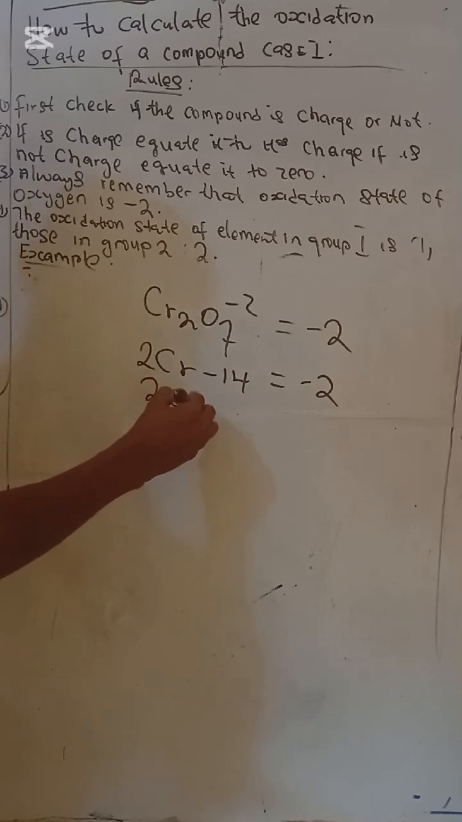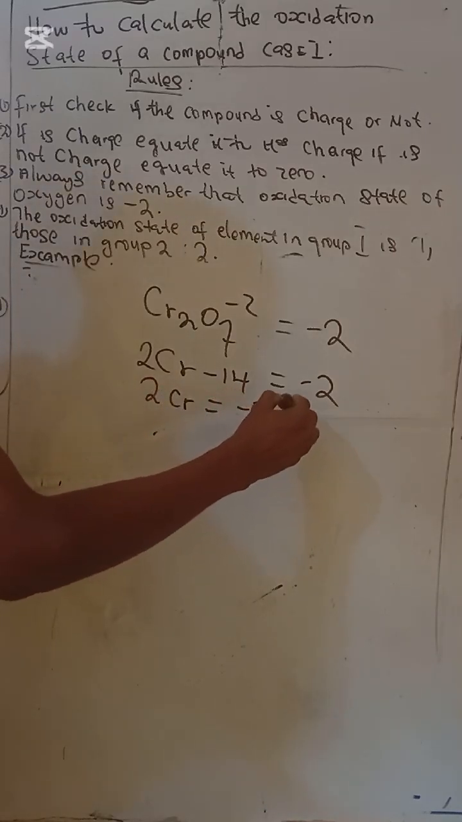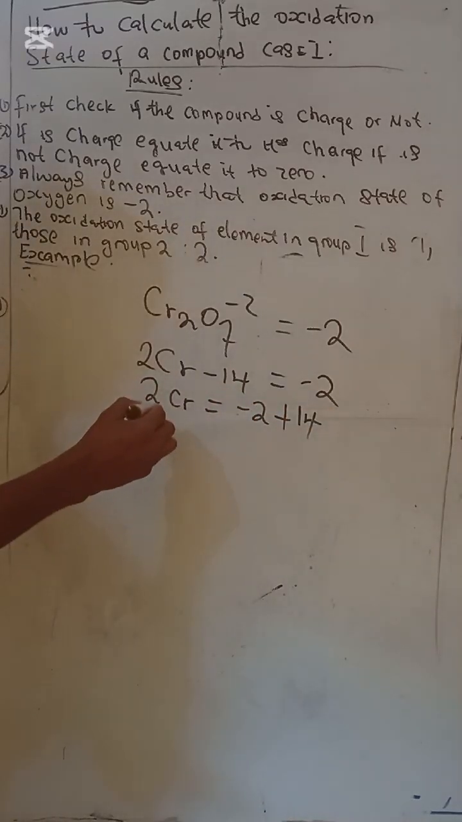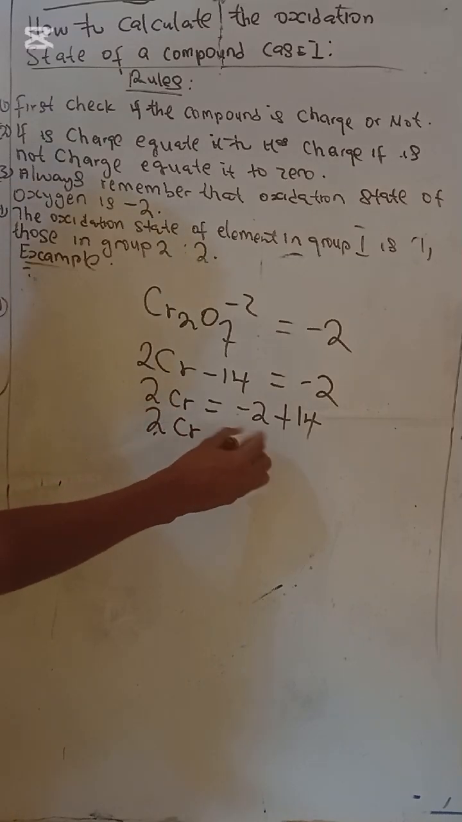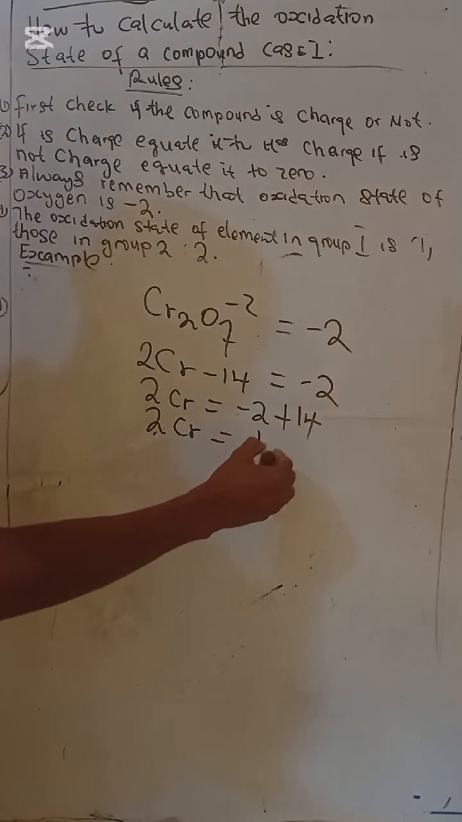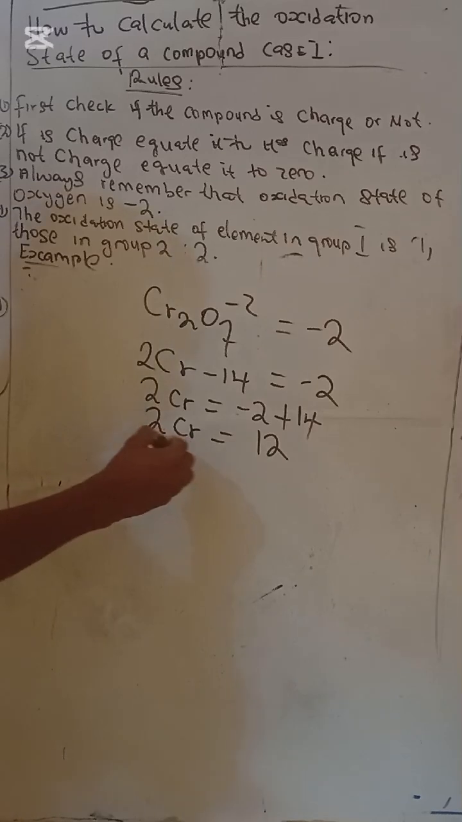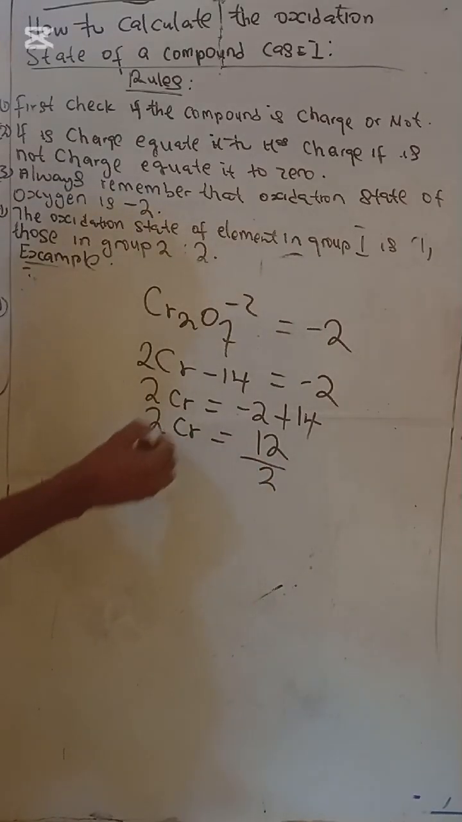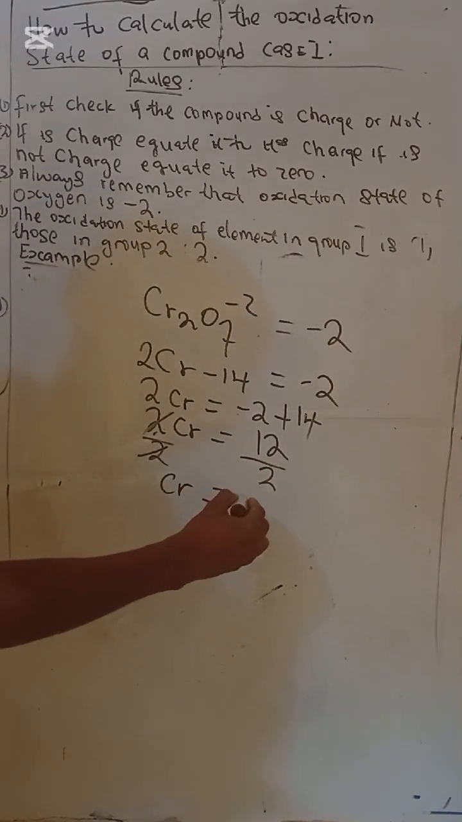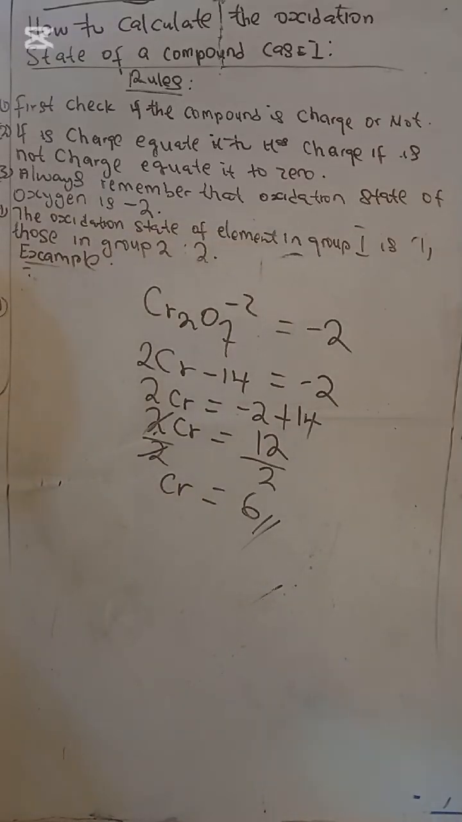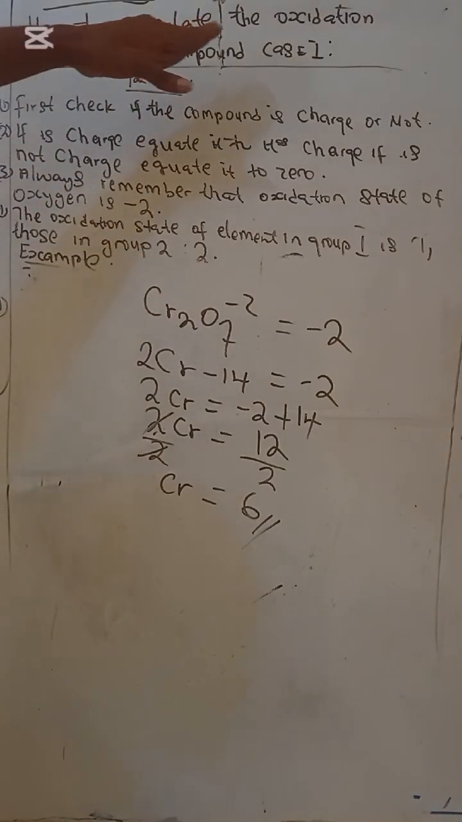We will now have that 2Cr becomes equal to -2 plus 14. Then when we continue, 2Cr equals -2 plus 14, which is going to give us 12. Now we divide both sides by 2. When we do that, we will now have that Cr is equal to 6. So what does that mean? It simply means that the oxidation state of chromium here is 6. So this is how you can calculate the oxidation state of an element in a compound. Remember, this is just case 1.